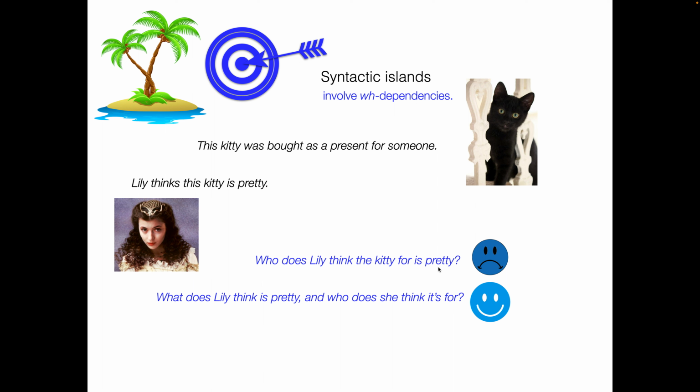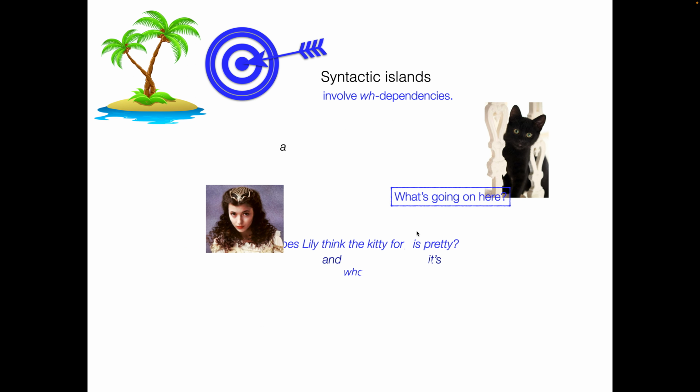And we can't. Instead, we have to ask it a different way if we want to get at that content. What does Lily think is pretty, and who does she think it's for, right? But the question is, why can't we ask it this way? Who does Lily think the kitty for is pretty? Like, we're making a frowny face, it feels terrible. What's going on, right? What's the problem?